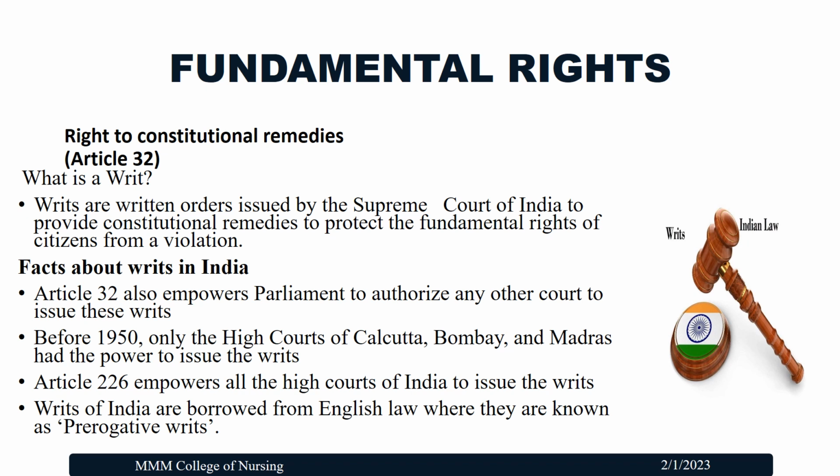We can see some facts about writs in India. Article 32 also empowers Parliament to authorize any other court to issue these writs. Before 1950, only the High Courts of Calcutta, Bombay, and Madras had the power to issue the writs. Article 226 empowers all the High Courts of India to issue the writs. Writs of India are borrowed from English law, where they are known as prerogative writs.